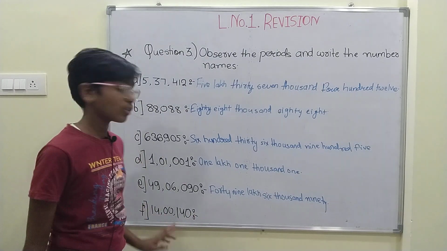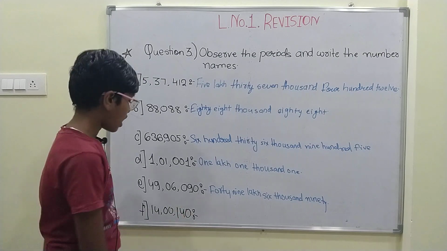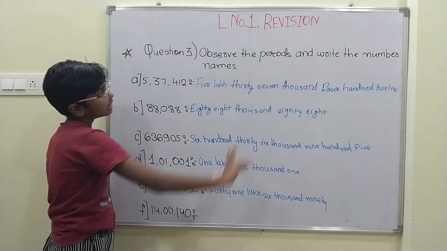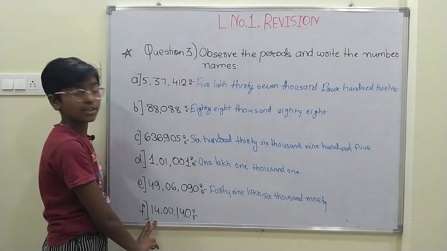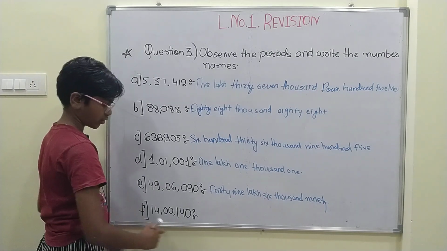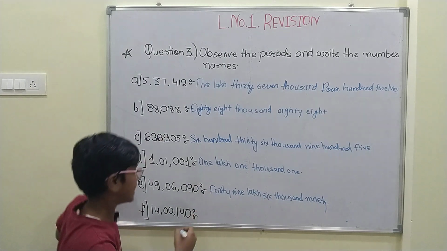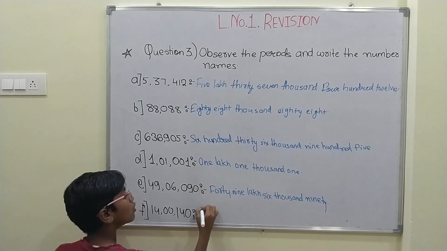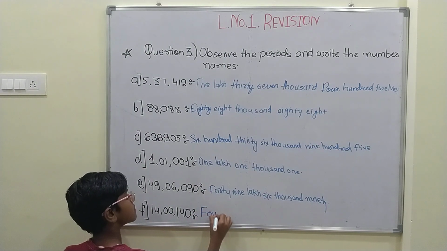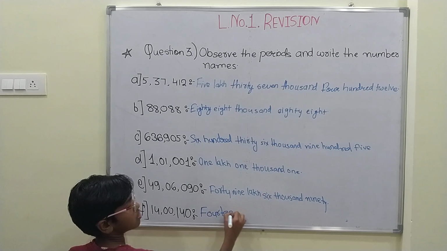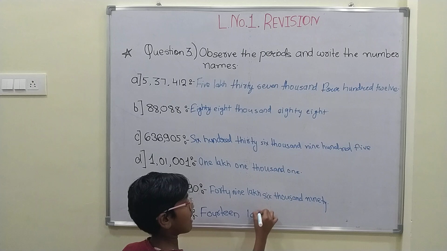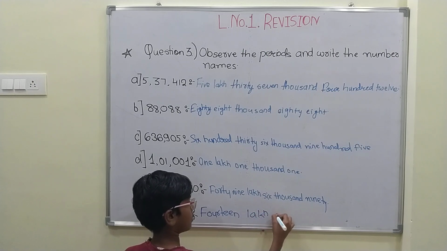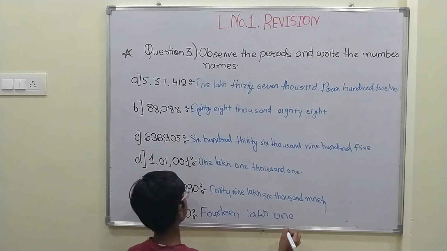14,00,140. How will I write this? So 14. How much? 14 lakh 140. Let's write that here. 14 lakh 140.